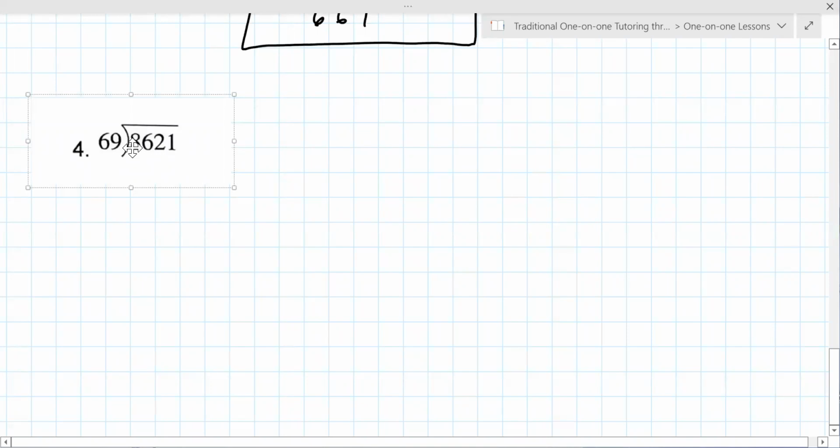69 doesn't go into 8, but it does go into 86. But we need to know, is it 1 time? Is it 2 times? I'm guessing it's going to be 2 times, just as a guess, because 6 plus 6 is 12. Okay, well, what I recommend, and this is going to always work.